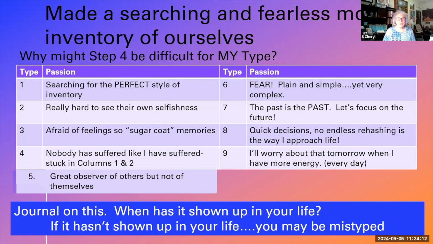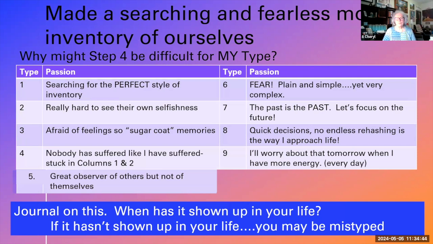Okay, so for the 8, quick to make decisions, no endless rehashing is the way that I approach life. I don't go over and over. I try not to beat myself up, especially since I've arrived at the idea that I'm human. If anybody expects me to be perfect, they're screwed because I'm not. Including me, I can't expect myself to be perfect. I'm human and I make mistakes. But sometimes what happens is it gets in the way, because it's like, I'm not going to rehash that. I'm not going to go over that. I'm not going to, well, you know what? It sticks with me. So I have to.